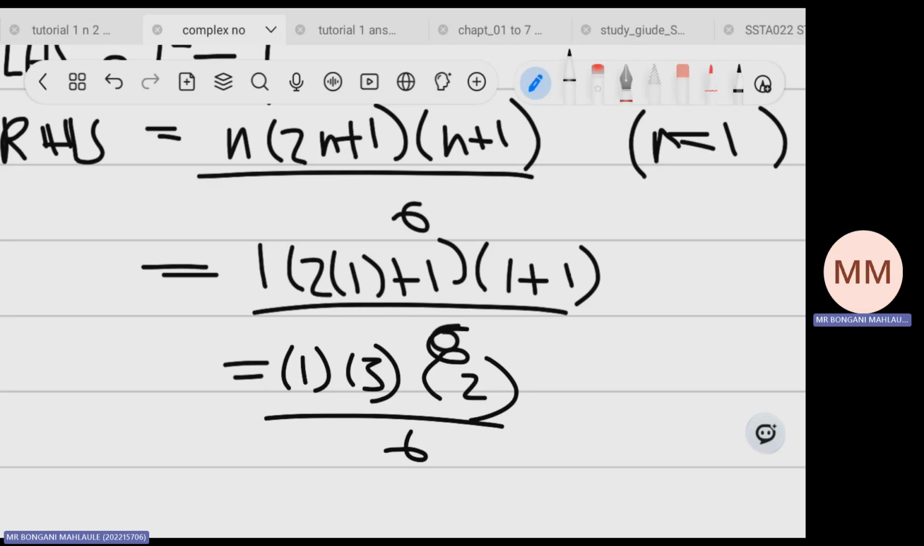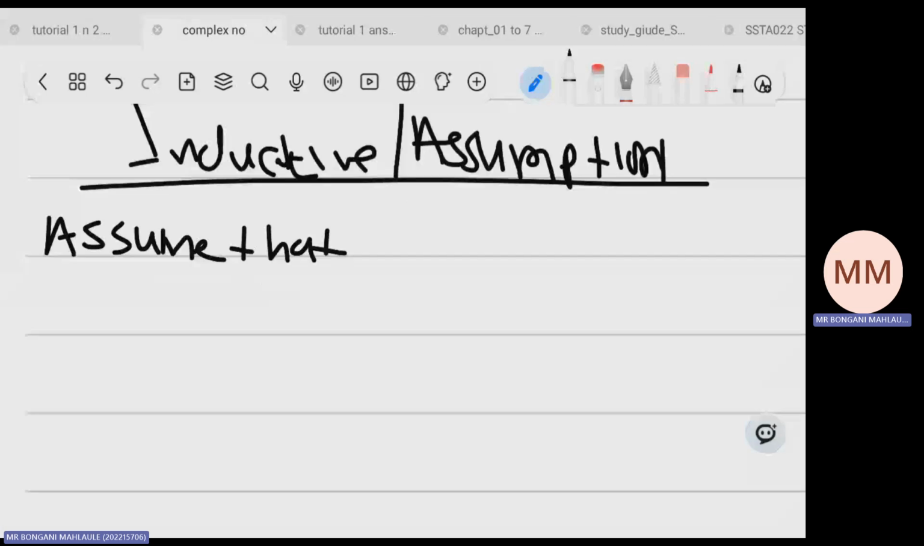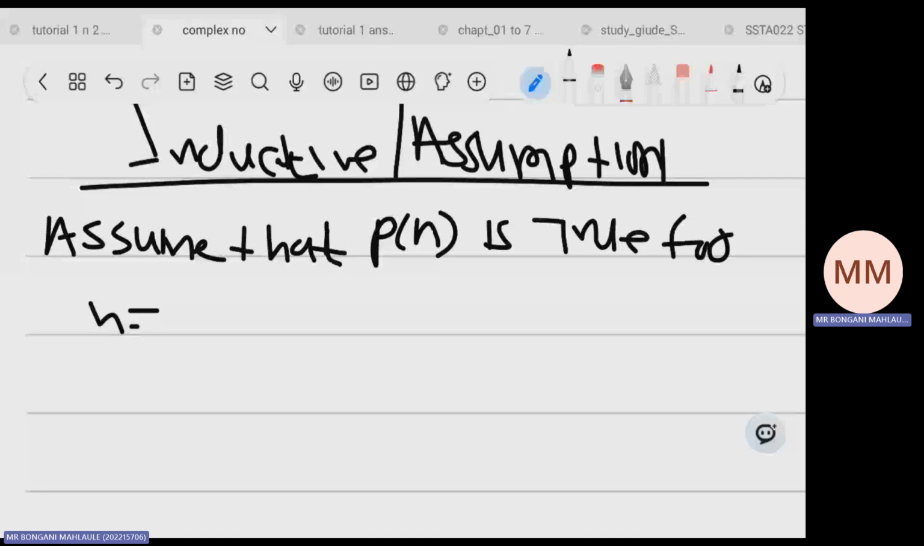So the base case holds, or we can say it's true. So we come to the inductive step, sometimes you can say the assumption step. Same thing. So we're going to assume that P of n is true for n equal to k.